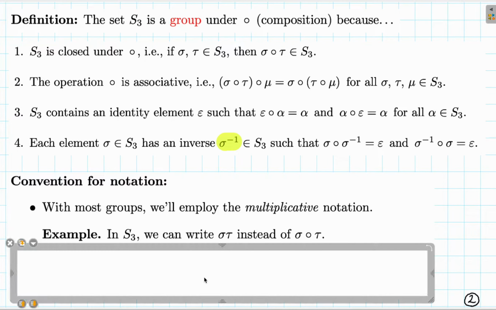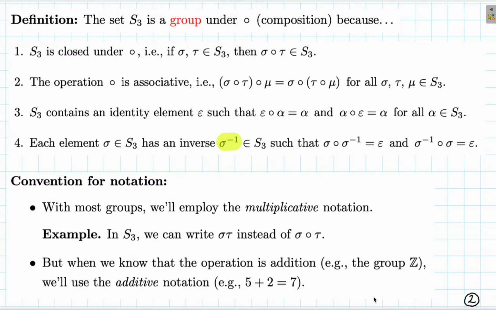The only exception to that is when we know that the operation is addition. So for example, the group of integers, which is a group under addition, if we know that the operation is addition, then it would be natural to use the additive notation. And so we would write, for instance, 5 plus 2 equal to 7. And so that's the only exception. Typically, we would use the multiplicative notation. If we're talking about a general group, we would assume that the operation is multiplication, unless we specifically say that it's addition.